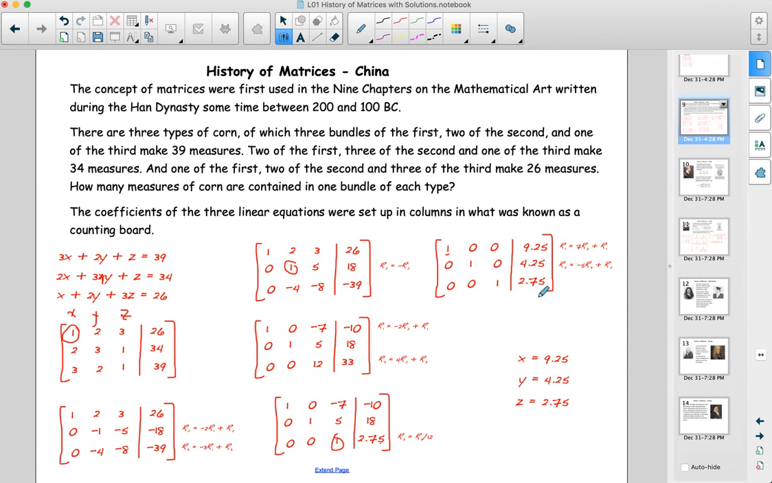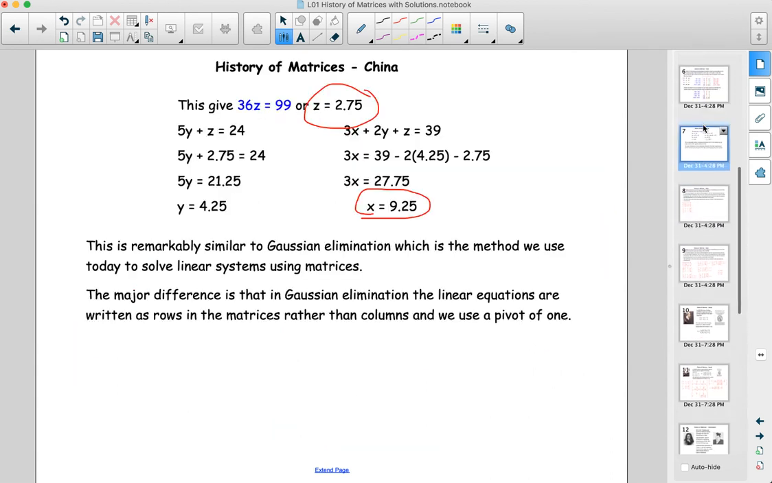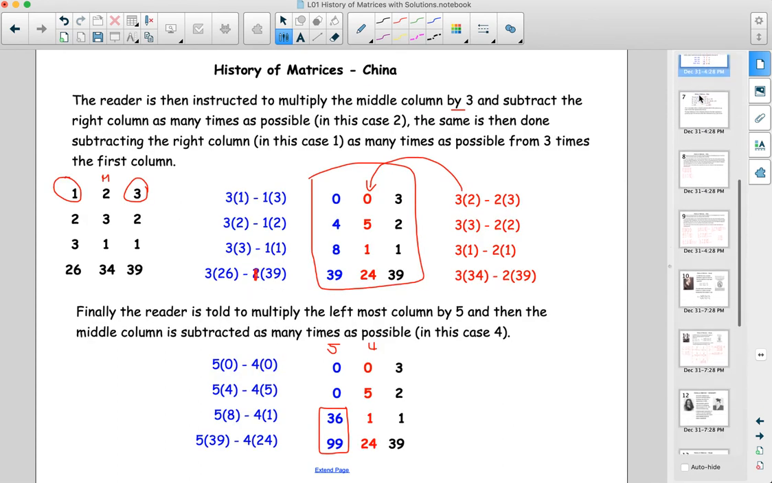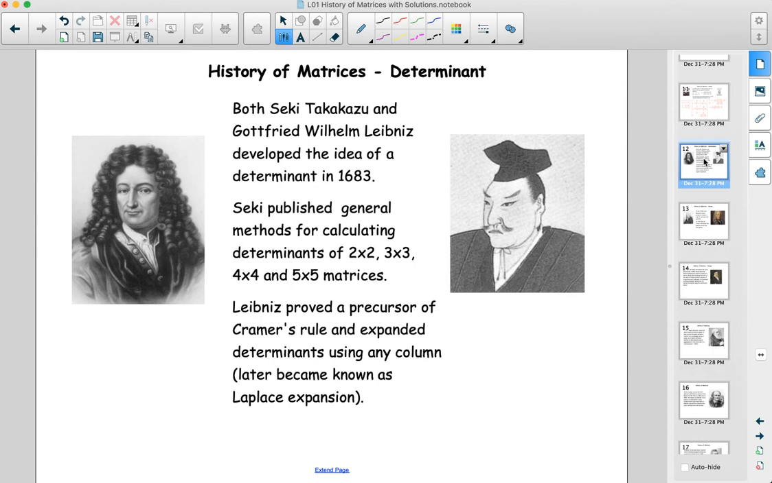So that's how the row reduction in matrices works; this one's called the Gauss-Jordan method. Again, don't panic if you weren't following, more on that later. Very similar to what the Chinese were doing over here. They're eliminating based on columns, we eliminate based on rows. All right, where to next?